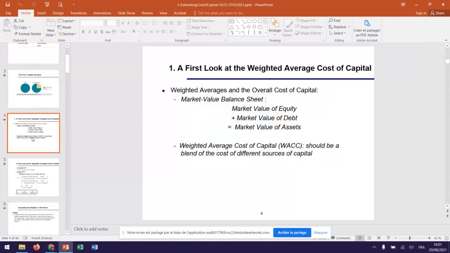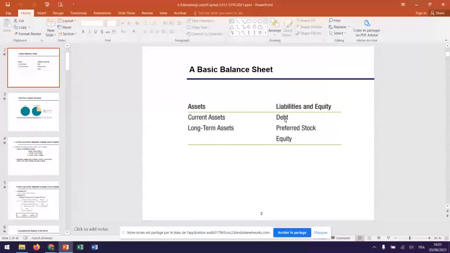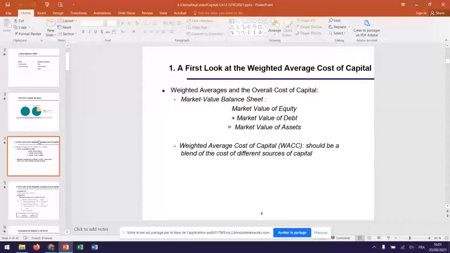So if you look at the average cost of capital of a firm, it means you can calculate a weighted average on your right hand side. You can take the percentage of debt multiplied by the cost of debt, percentage of preferred stock multiplied by the cost of preferred stock, percentage of equity multiplied by the cost of equity capital. You're going to get the weighted average overall cost of capital.